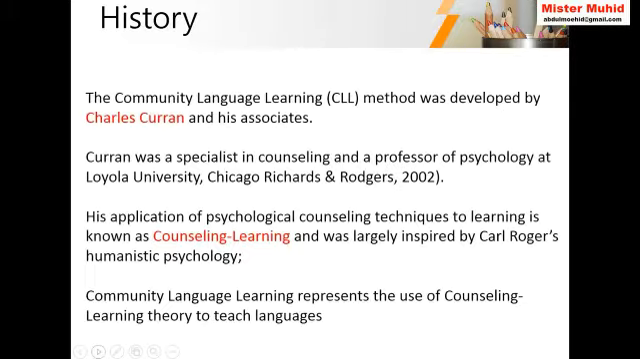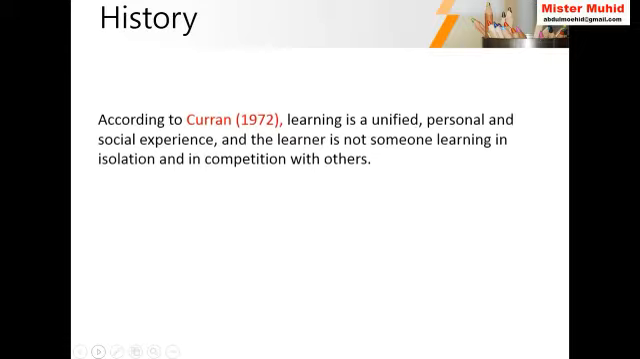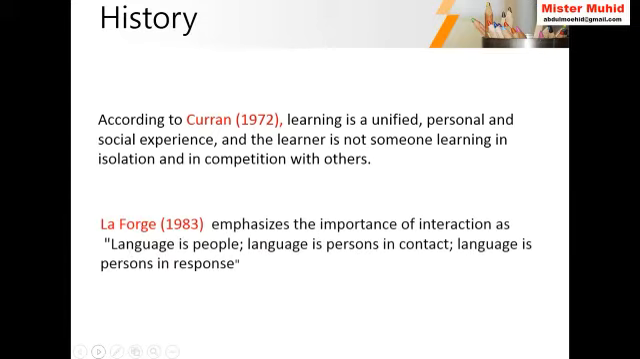So as we know, Charles Curran was a consultant. He was a professor too, and he did counseling with his students to study about the language. According to Curran, learning is a unified personal and social experience, and the learner is not someone learning in isolation and competition with others. It means a student cannot study by themselves. They must have a friend and a partner. They must be in a community or social activities.